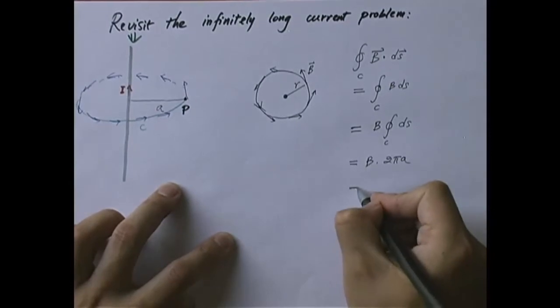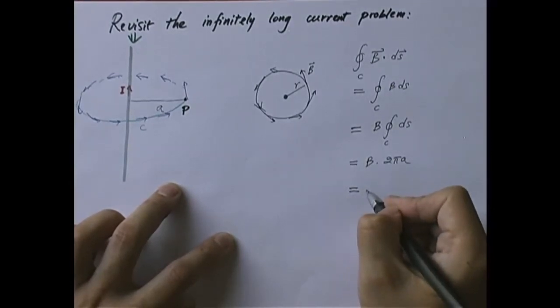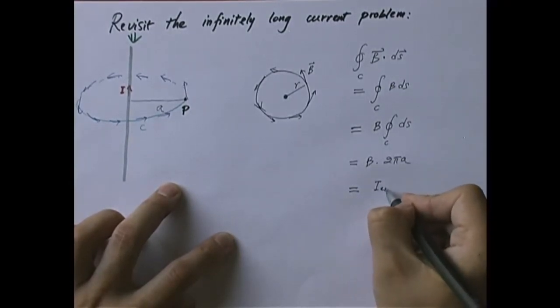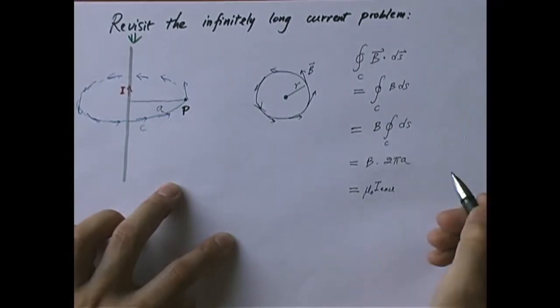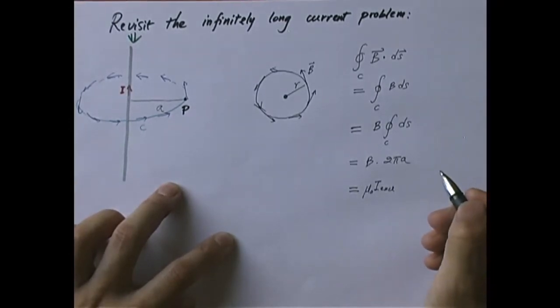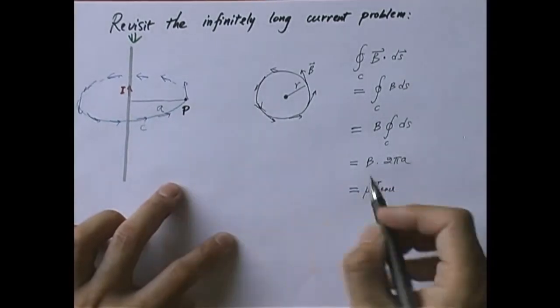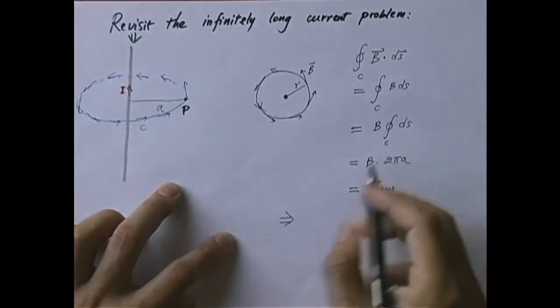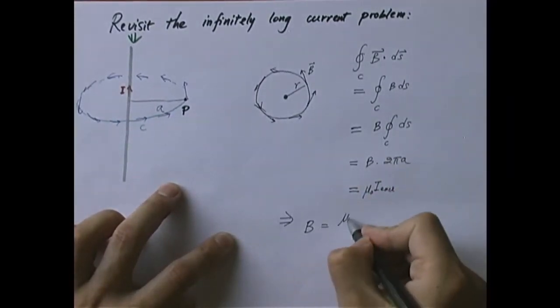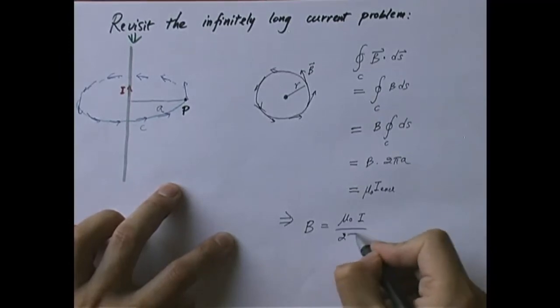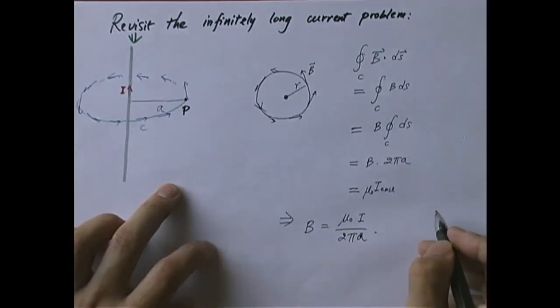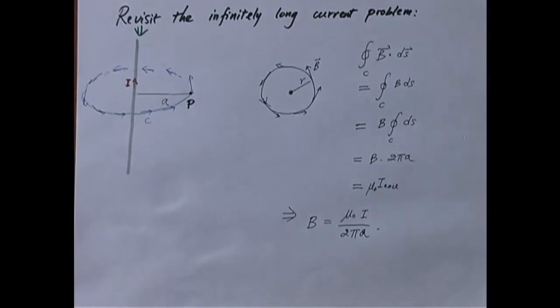But wait a second, what should that be equal to? Shouldn't it be equal to I enclosed times mu naught? That's Ampere's law. There is only one current enclosed, that's I. So therefore, you can solve for B now. B equals mu naught I over 2 pi a. That's it. See how simple that calculation is?